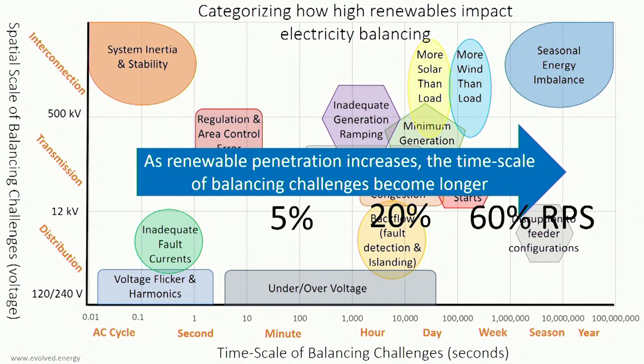Whereas right now we'll hit issues of regulation and area control error, and then we'll get to ramping and minimum generation issues. I don't know if people are familiar in California with the duck curve. The duck curve is a balancing challenge for California because it has too much solar in the middle of the day, and so they are planning in the next 10 to 15 years to deal with that with a combination of solutions, but that is still a relatively near or medium-term challenge.